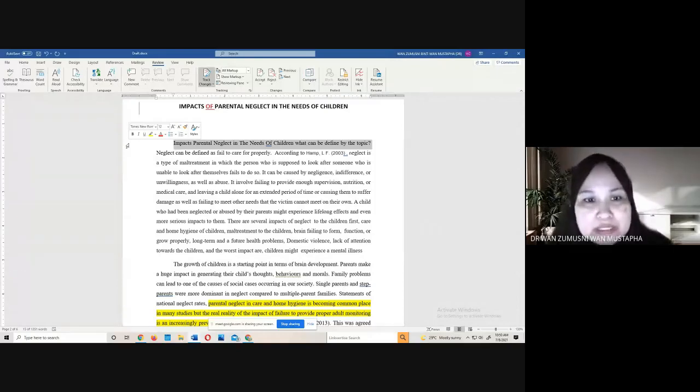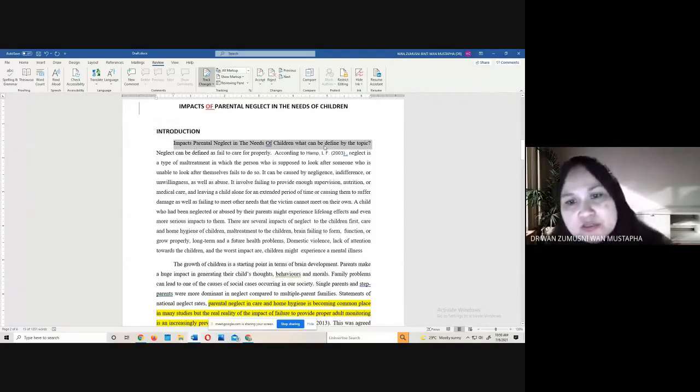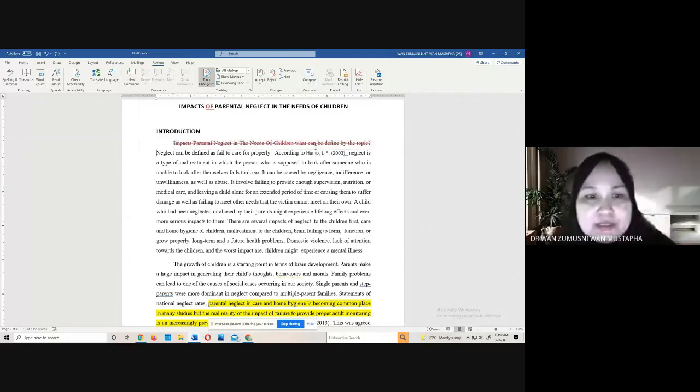Let's look at the first sentence, "Impact of parental neglect in the needs of children, what can be defined by the topic." Since this is academic writing, you have to make it less conversational. This is not an argumentative paper, it's a term paper, so we can just delete this part. "Neglect can be defined as failing to care for properly." Where do you get this definition? Is it your definition?